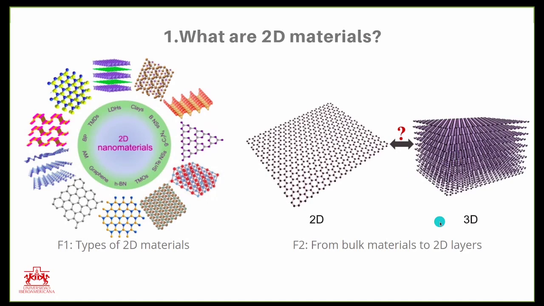But if we have two layers, that same band gap will reduce. And if we have more and more layers, we have a bulk material, and then we have an indirect band gap. So it changes a lot of properties depending on the number of layers. Yes, it's really great.